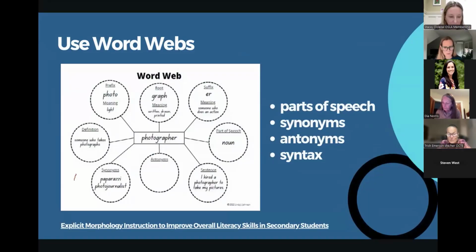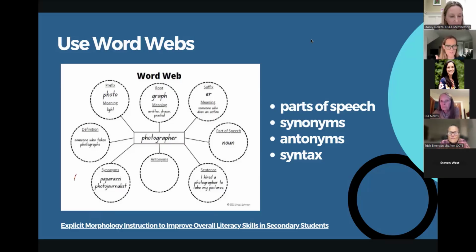This is a word web that comes from some material that is linked in the resources, explicit morphology instruction to improve overall literacy skills in secondary students. That's there for you in the back or in the Google Doc. This is a very similar thing to using the tree, but we're focusing only on one word and all the different aspects of that word.